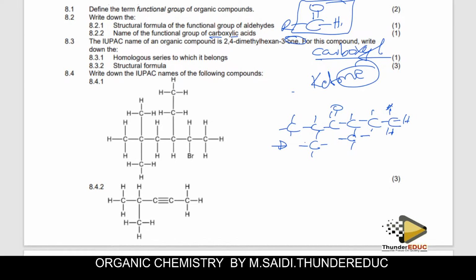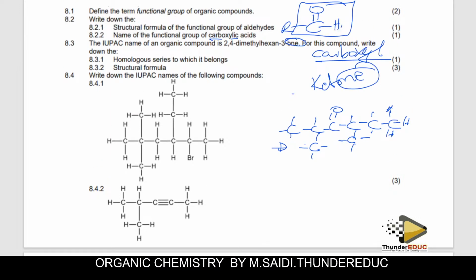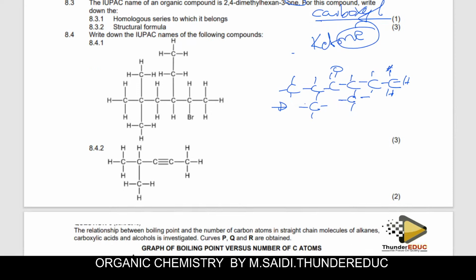We go to the next question. They are saying the homologous series to which it belongs. We are done with that. The structure formula, we are done with that. Now write down the IUPAC name of the following organic compounds. The IUPAC name of these organic compounds. All right, let's start.